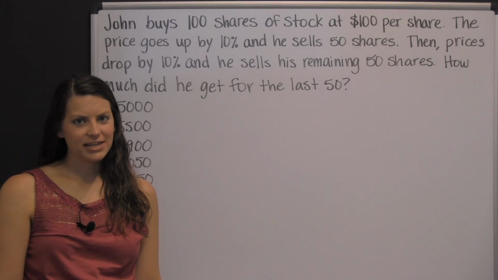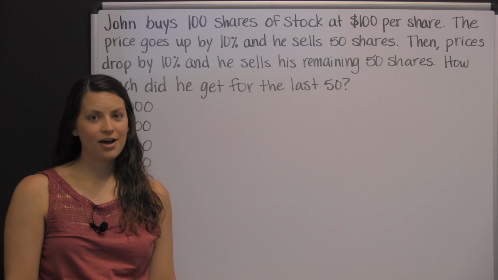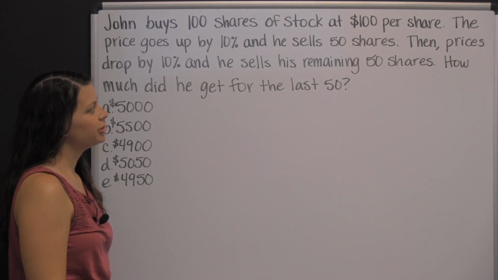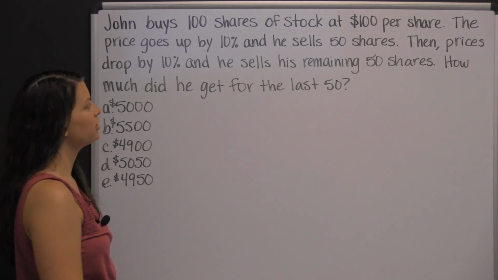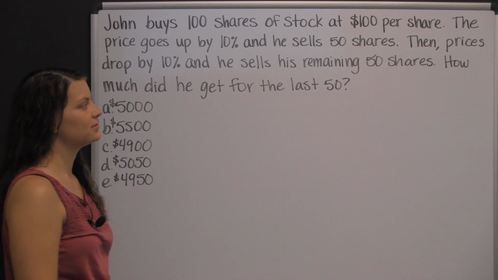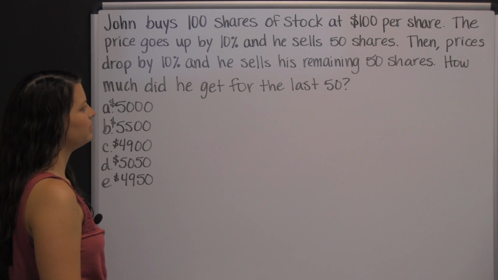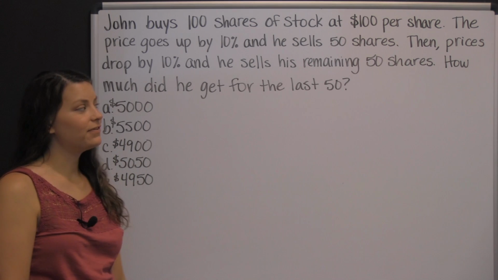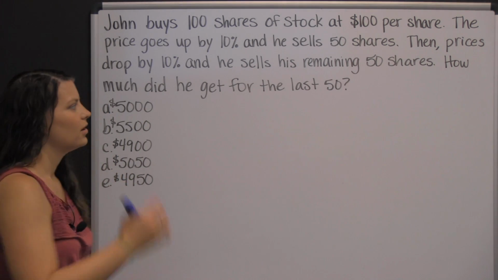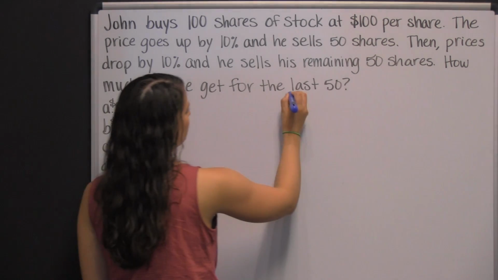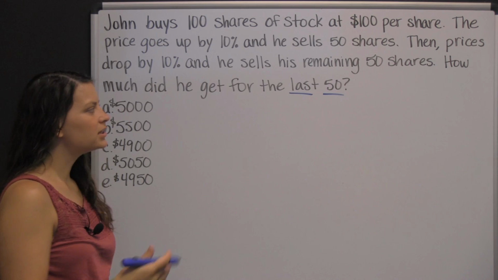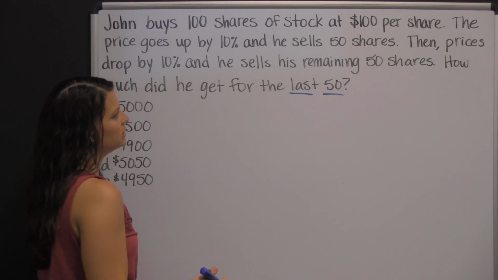If you're taking the GED, be prepared for a lot of word problems, like this one. John buys 100 shares of stock at $100 per share. The price goes up by 10%, and he sells 50 shares. Then, prices drop by 10%, and he sells his remaining 50 shares. How much did he get for the last 50? Okay, so here's what we're focused on, just the last 50. But we need to figure out what the price was of those last 50 he sold.